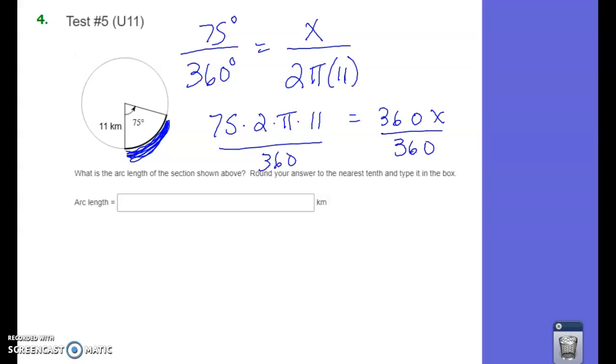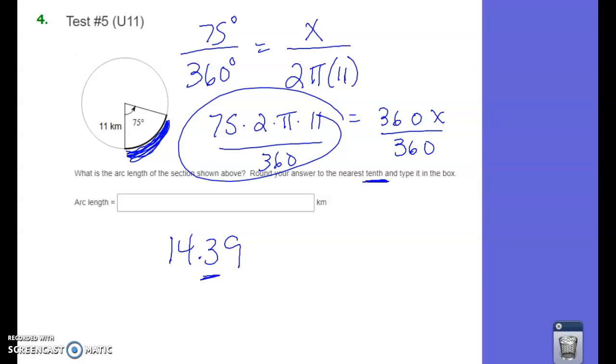So when you take your calculator out and you do all of this, you should get 14.39, but the directions say to round to the nearest tenth, which is this 3. So you have to look at the number after it and decide: 5 or above, give it a shove, 4 or below, let it go. So it is definitely give it a shove, so that moves it up to 14.4. You got to make sure you know how to round.